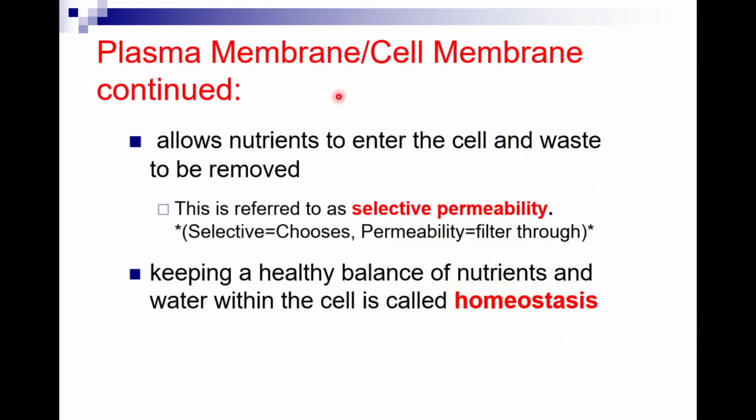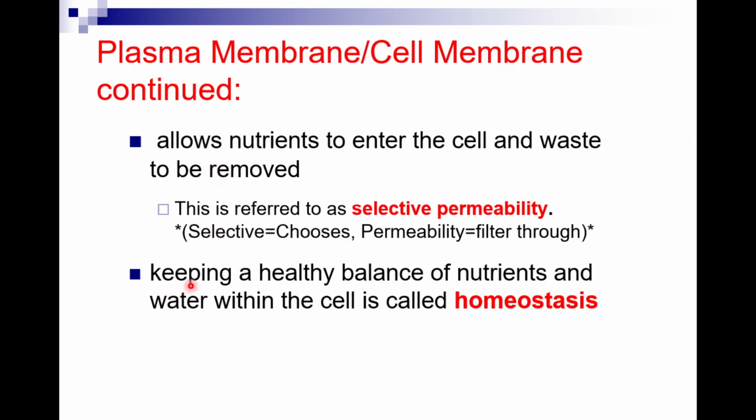Now, what is the plasma membrane or cell membrane? The plasma membrane allows nutrients to enter the cell and waste to be removed. So this is referred to as a selectively permeable membrane. Selectively means selected particles. It chooses which particles can enter or exit through the membrane, and permeability means filters through. So this is the main property of the plasma membrane, that it is selectively permeable.